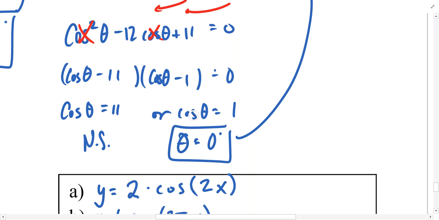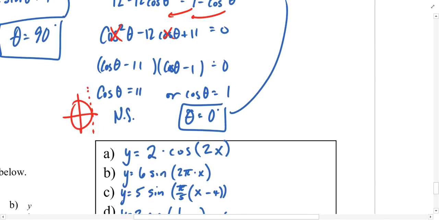So we add 1 to both sides here. The only time that the x coordinate is equal to 1 is when the angle measure is 0 degrees. And the only time that cosine, or the x value, is equal to 11, well, again, no solution inside of a unit circle. There's no spot inside this unit circle that has an x value equal to 11. So no solution from that factor.